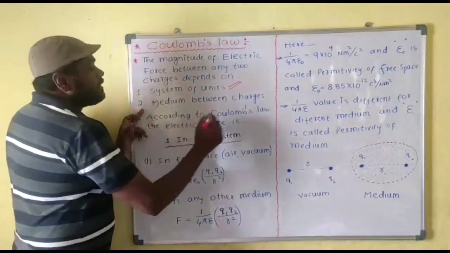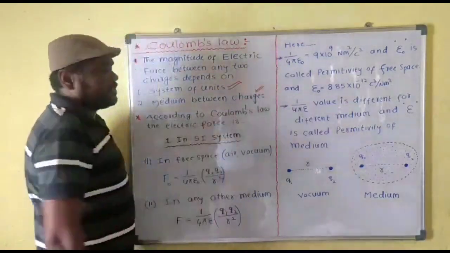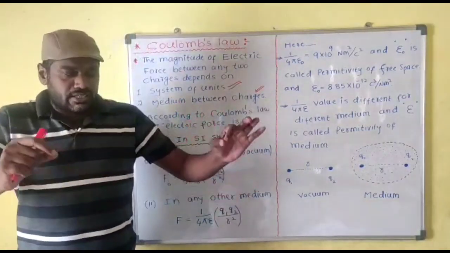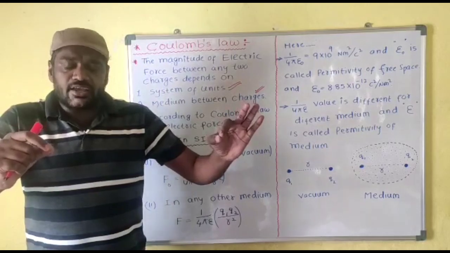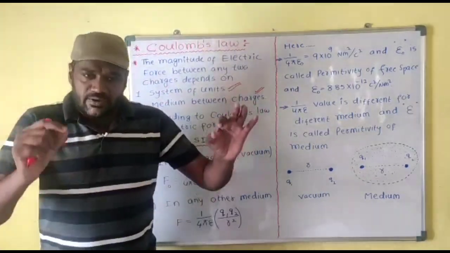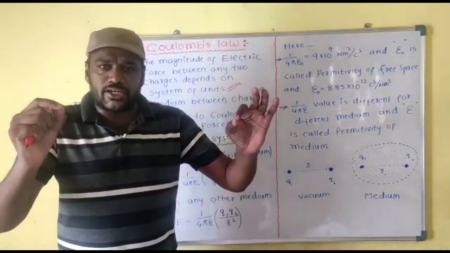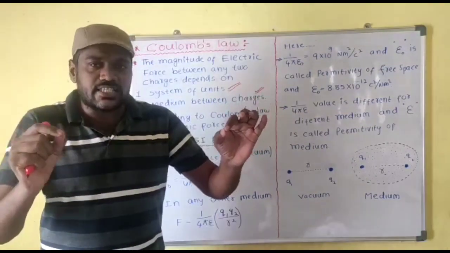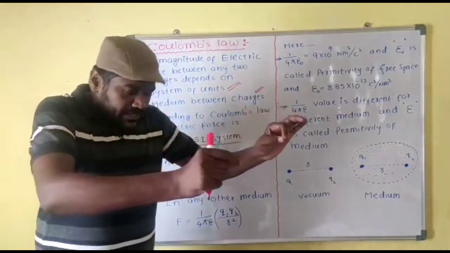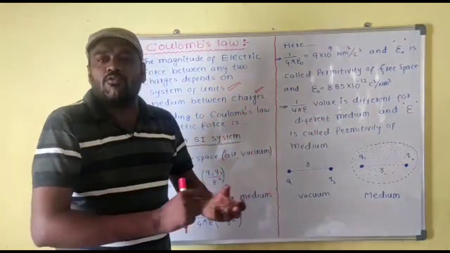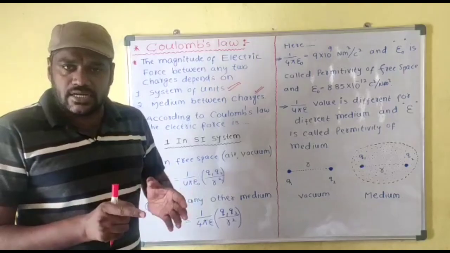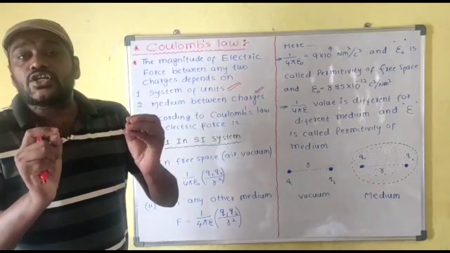The second factor is the medium between the two charges. For example, if two charges are present in air, the force between them is one value. If the same two charges, with the same magnitudes and the same distance between them, are kept inside any other medium like water, alcohol, kerosene or petroleum, then automatically the magnitude changes.